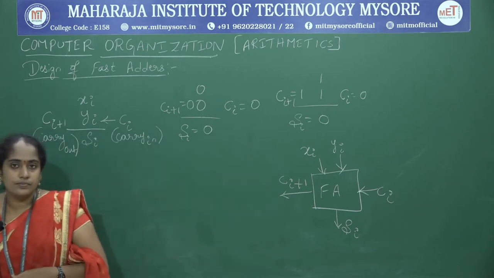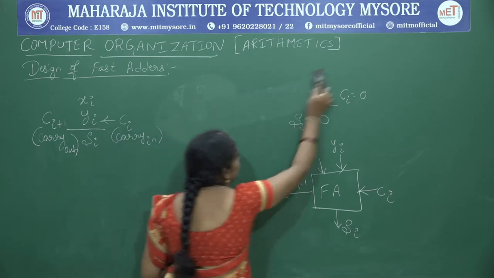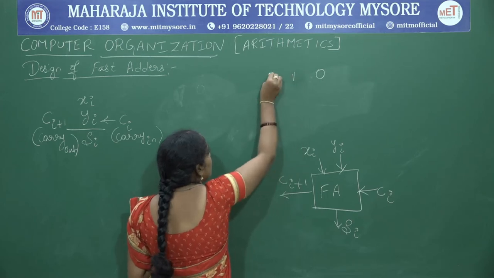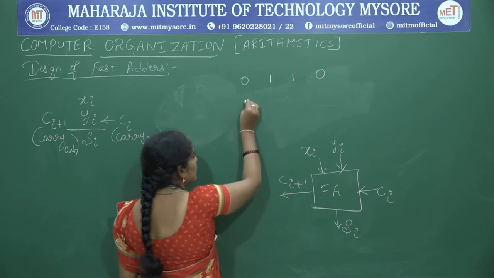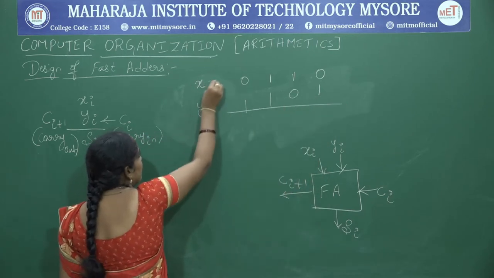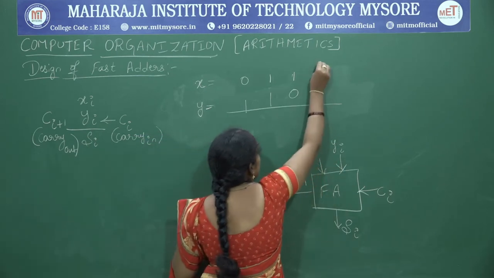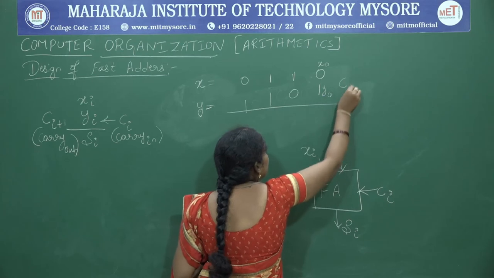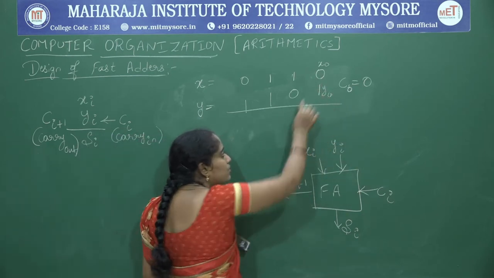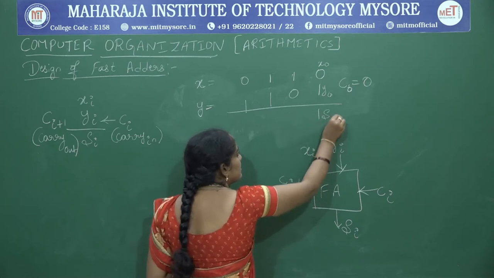Now we have 4 bits. Take an example: 0, 0, 1, 1, 0, and the next is 1, 1, 0, 1. Here this row is x and this row is y. This is x0 and y0. Initially C0 will contain value 0, so this is the C in value. 0 plus 1, what is the sum? That is S0, it is 1.